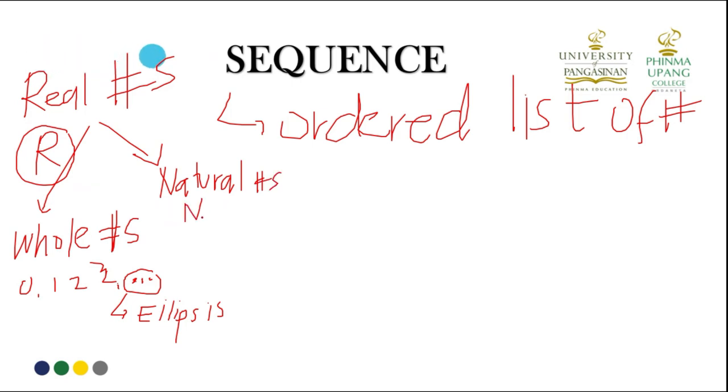And natural numbers, it could be counting numbers. Ang natural number guys is tinatawag din siyang counting numbers. From the word itself, counting numbers. So can you give me a specific example of natural numbers? Anyone? Sinabi na doon counting numbers. What is the specific example of counting numbers? What are those numbers, guys? Ano yung mga natural numbers na meron tayo? Natural is a counting numbers.